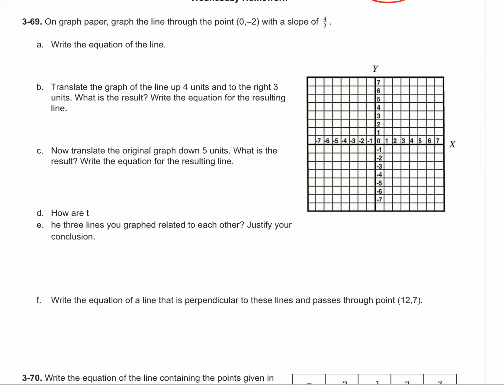On graph paper, 3-69, graph the line through the point (0, -2) with a slope of 4/3. That's up 4/3.